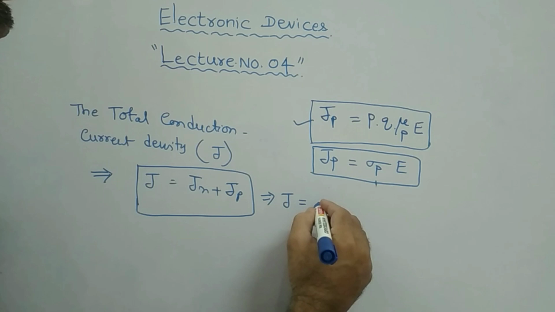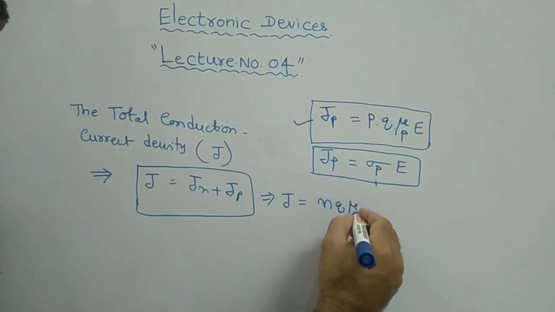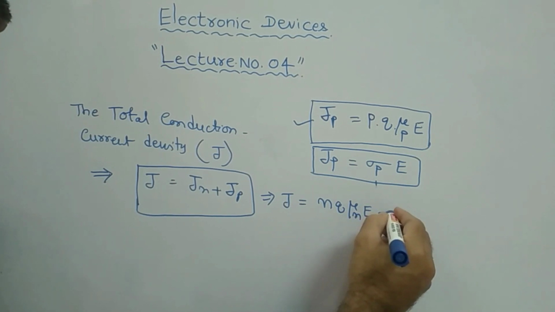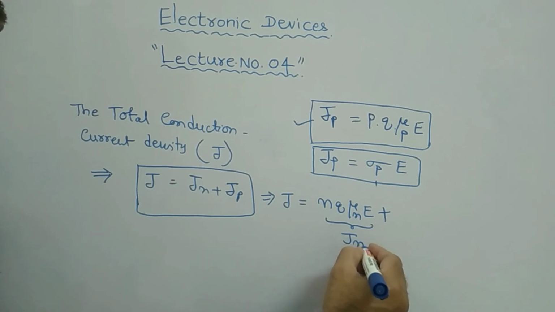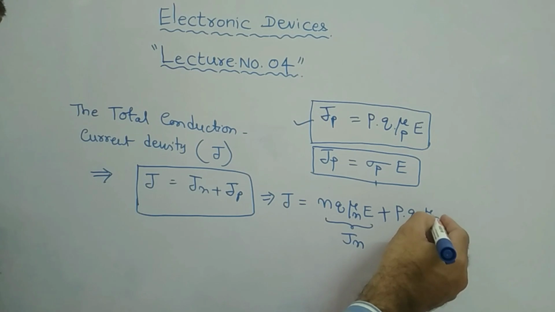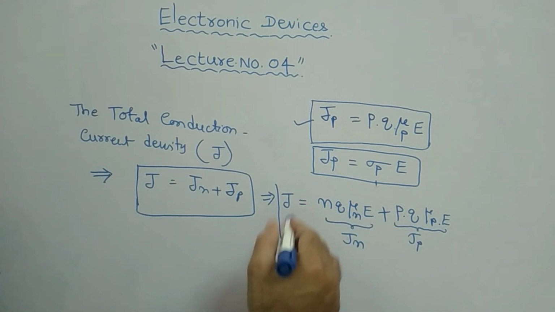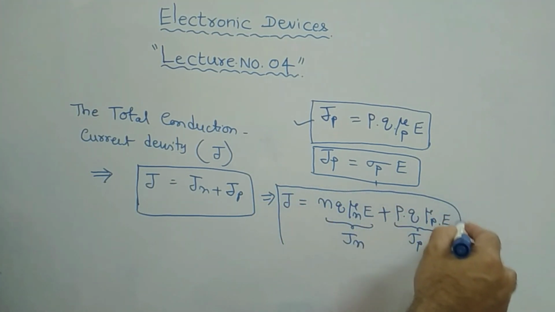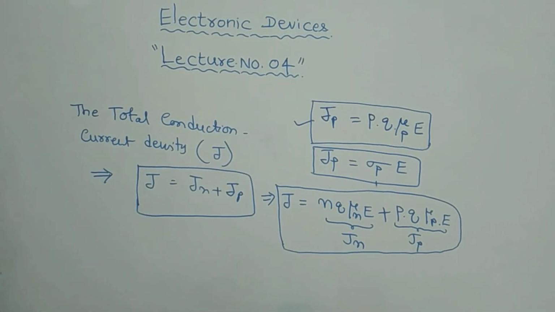Further, this can be written as J equal to, this is total: n q mu n into E, which is your Jn, plus, what is Jp? It is p q mu suffix p into E. This is your Jp. This is your total conduction current density.